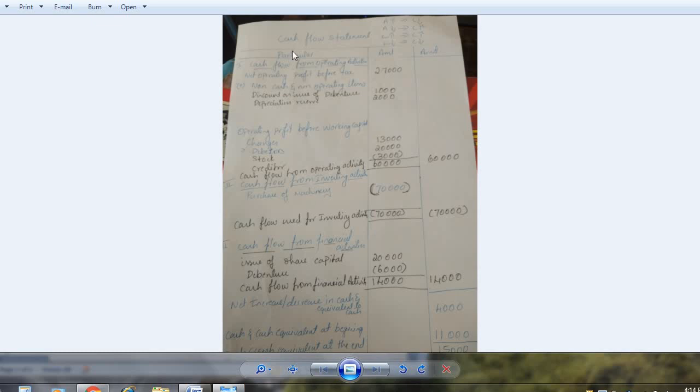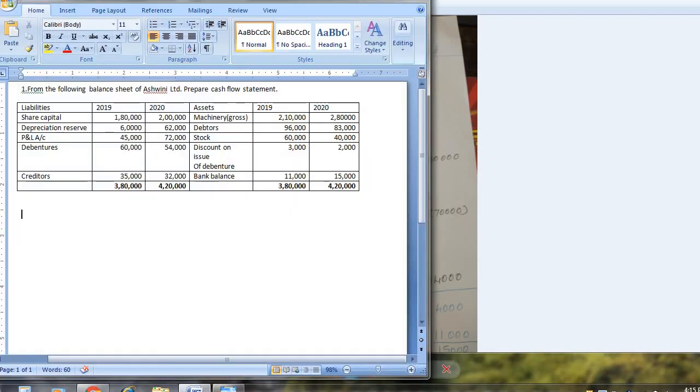so here you can see the cash flow statement, the solution which I have done. So here, as I told you, cash flow from operating activities, then cash flow from investing activities, then cash flow from financial activity. So here what we do is, first we will go as per the balance sheet. If you check the balance sheet, what is happening? First we will see machinery.